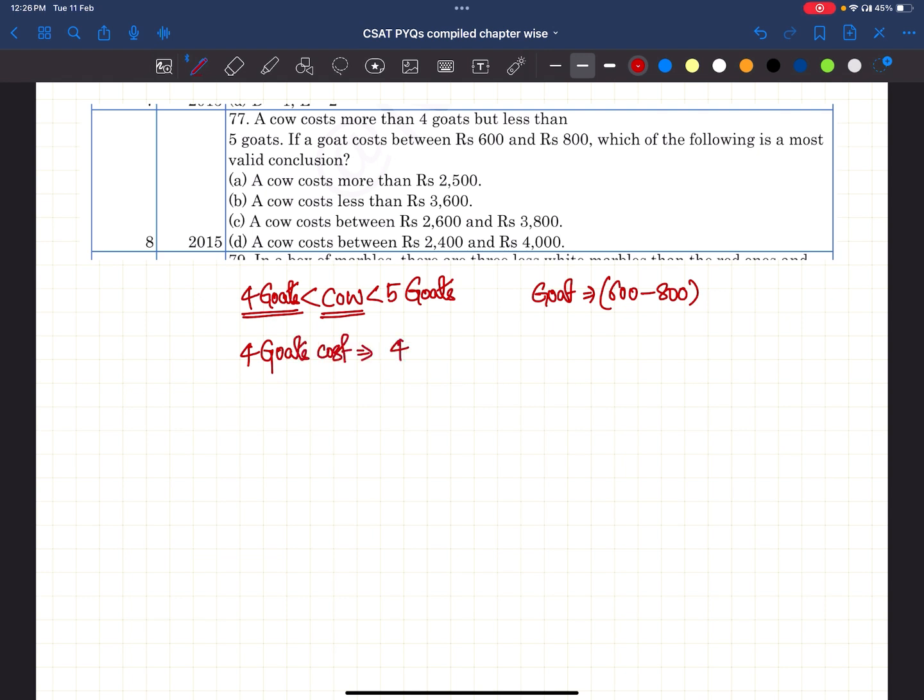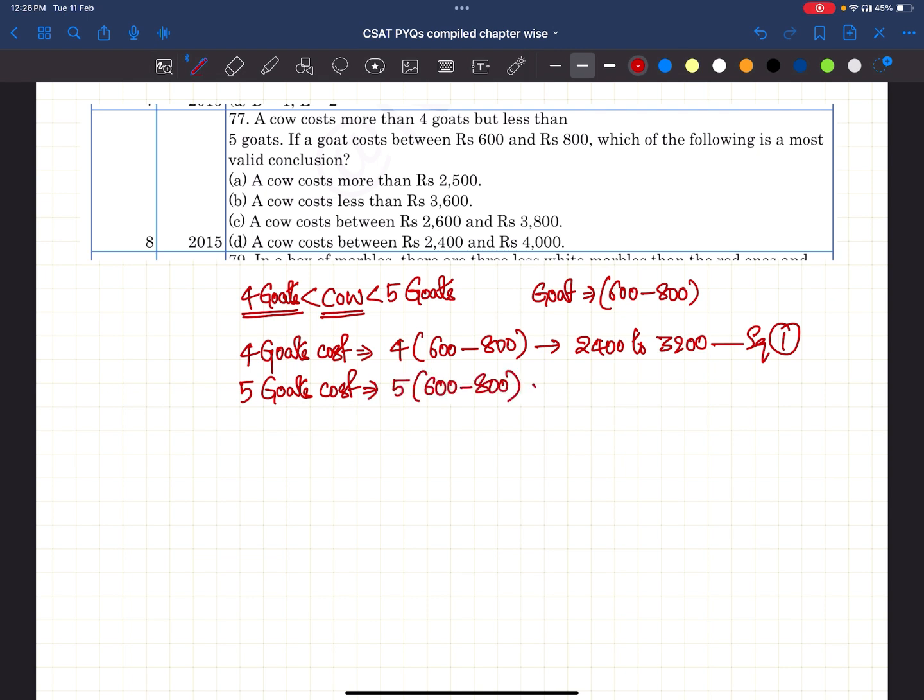It will be 4 times of 600 to 800, right? That means 2400 to 3200. Now let this be equation number 1. Now how much do 5 goats cost? That means 5 times of 600 to 800. That becomes 3000 to 4000. Now equation number 2.